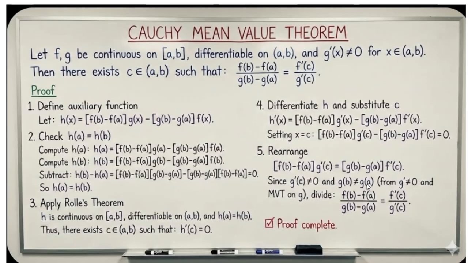Then, rearranging this, finally we can get the result. This is how we can prove it. Very simple logic. You only need to know Rolle's theorem; based on that, we can easily prove this. Thank you.